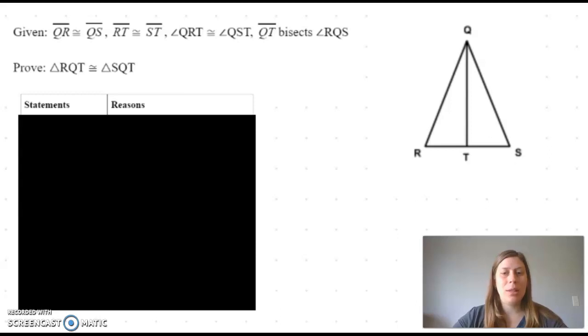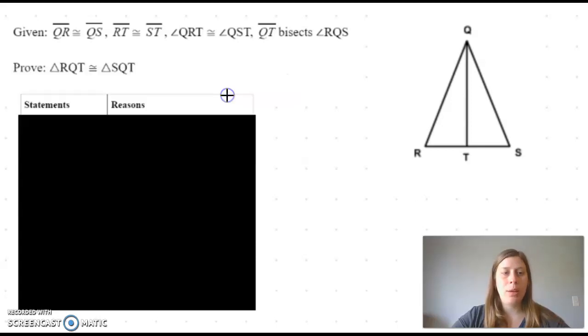Let's go through this example of the proof. So we're given that QR is congruent to QS, RT is congruent to ST, angle QRT is congruent to angle QST, and QT bisects angle RQS. So let's think about what we just read and mark it on the triangle.